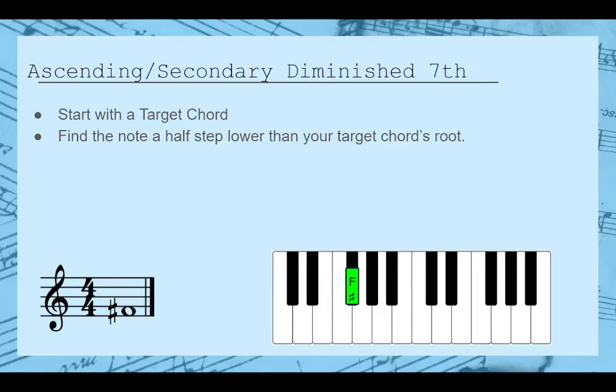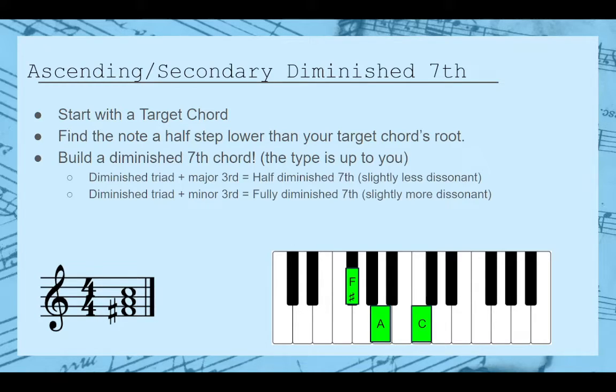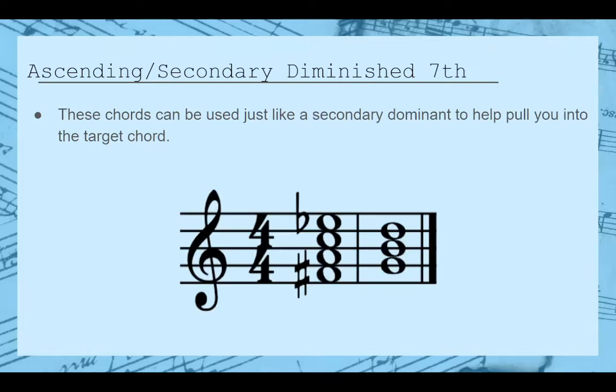After this, it's a simple matter of just building a diminished 7th chord. We'll start with a diminished triad, and then add either a major or minor third on top to create a half diminished 7th or fully diminished 7th chord. Either option is perfectly fine, and it's really up to your own preferences. This chord, much like the secondary dominant, will have a functional tritone that helps pull you into your target chord. The main differences between a secondary dominant and a secondary diminished are the amount of dissonance each one has, and the root movement used to resolve it.